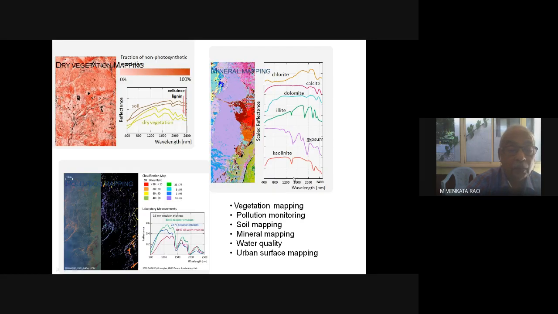So these are some of the images. Earlier I already mentioned the applications: mainly pollution monitoring, mineral mapping, water quality, any contamination in water bodies, etc. This is very useful for such study because of narrow spectral bands, and also urban surface mapping, etc.